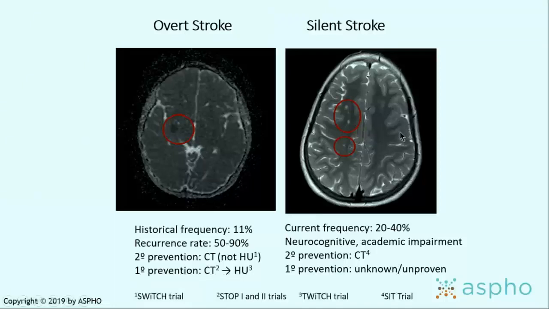Silent stroke, it's a little bit harder. You have to actually screen for it. Its frequency is about 20 to 40%. We're finding that they have increasing frequency as patients get older. So into their third and fourth decade, we're still finding these silent strokes occur. It causes neurocognitive and academic impairment. The primary prevention, we don't know what that is yet. Secondary prevention, you can use chronic transfusions.